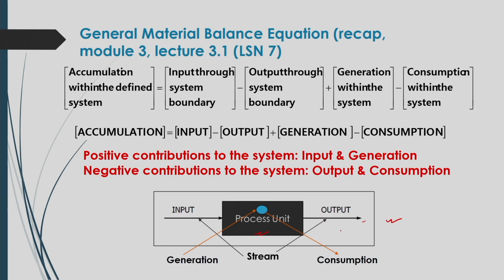And then during that reaction, some reactants will be consumed. That amount is to be considered as a consumption term. So in any process, the accumulation, input, output, generation and consumption terms will be considered for the overall material balance.